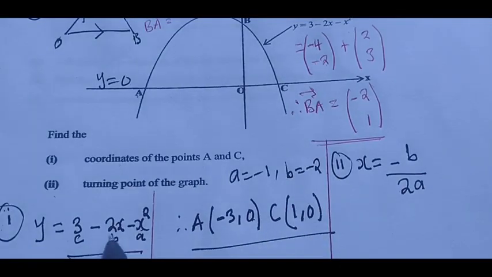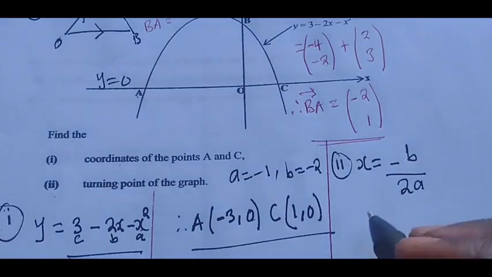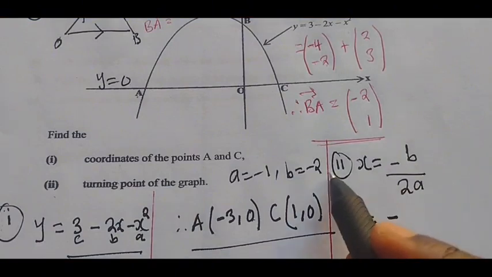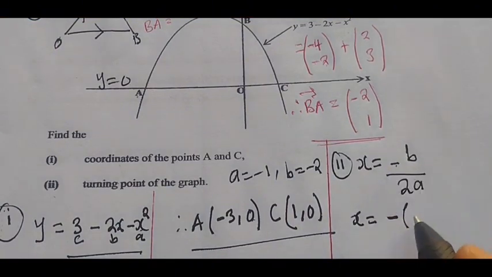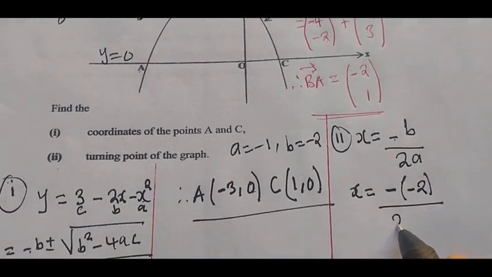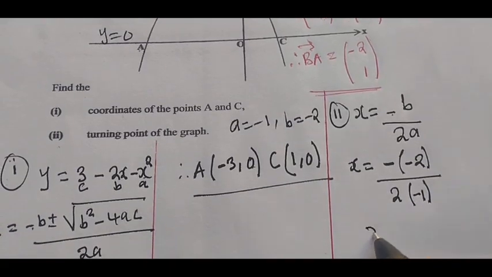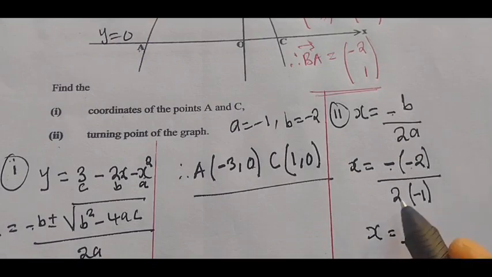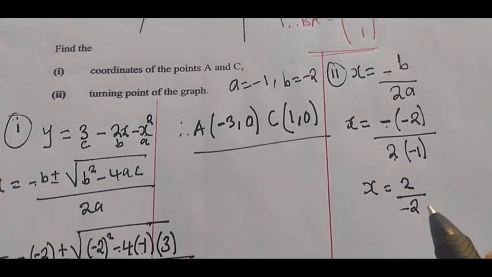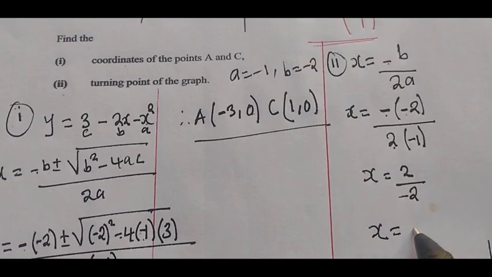That is what we said from this general equation that we have been given. So just substitute here where you say x equals, b is negative 2, so put a negative there on the formula, then negative 2 in brackets over 2, then a is negative 1. So we are going to have x equal to negative, it's a positive 2 over 2 times negative 1. This will give us negative 2. So definitely the x coordinate is equal to negative 1. This is our x coordinate.